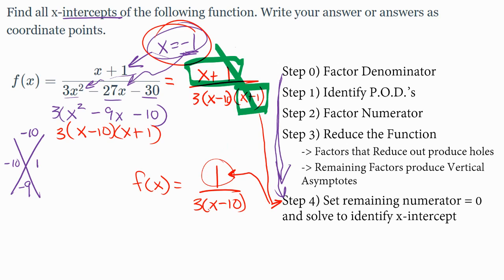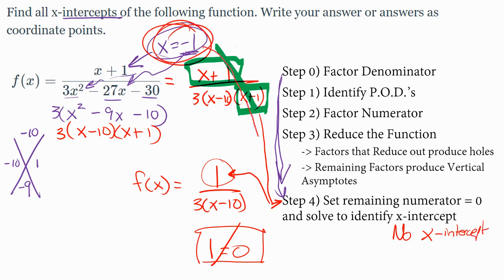So the remaining numerator, if I set that equal to 0, I would say, wait, that 1, that's not 0. And I would stop and say, that's false, which means it can never be 0. So there is no x-intercept. What I thought was going to be an x-intercept at the beginning turns out to be a hole because it factored and reduced out.